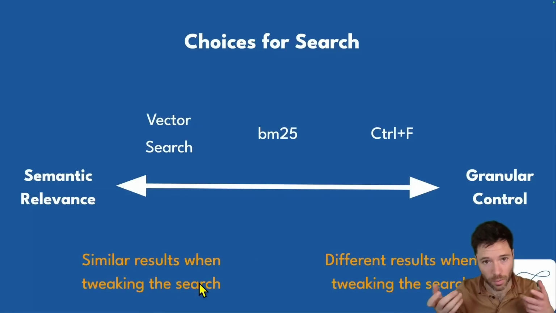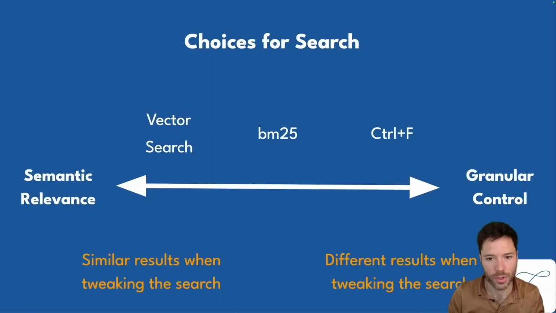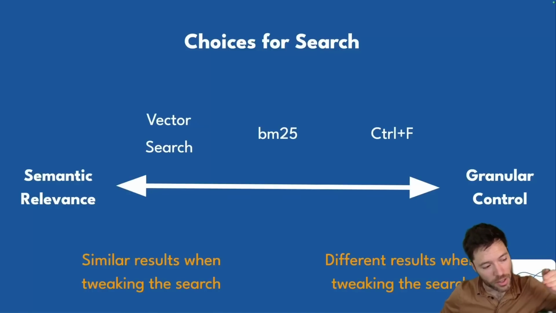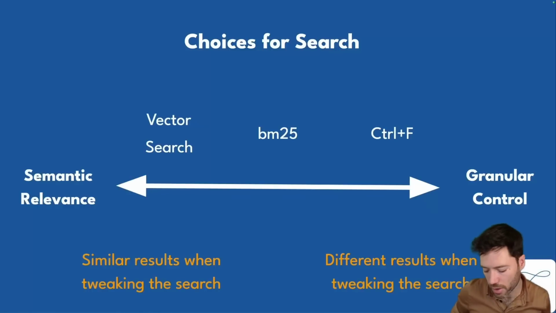Even if you tweak the word of the search or the query by a little bit, you'll still get similar semantic results. On the other hand, if you tweak just by a letter the search in ctrl+f, you're going to get very different results. And this actually has pros and cons because it means you definitely get more semantically relevant results using vector search, but you can get very precise granular control using ctrl+f. So you can target these very small words or phrases and paginate through exactly where they appear in the document.